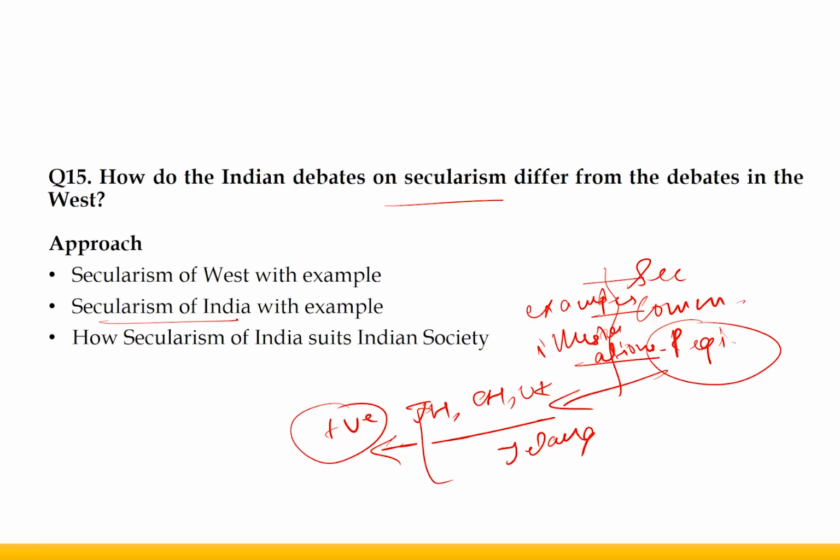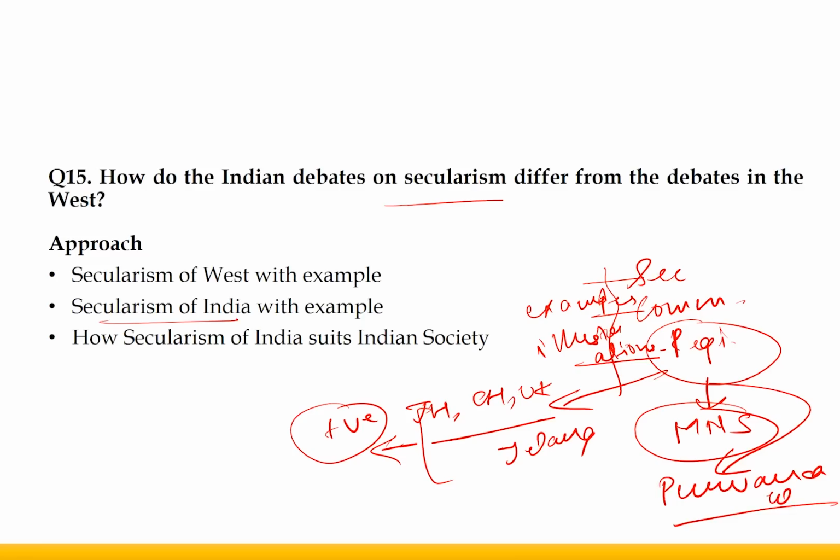What is a negative example in regionalism? A negative example of regionalism is probably the MNS, Maharashtra Navnirman Sena, or it is some demand which has not been accepted, for example, the demands of Purvanchal. These are demands which are currently not being accepted by the government, and they hamper the federal nature of the country. Okay, so these are negative examples. Similarly, you have to prepare examples in communalism.